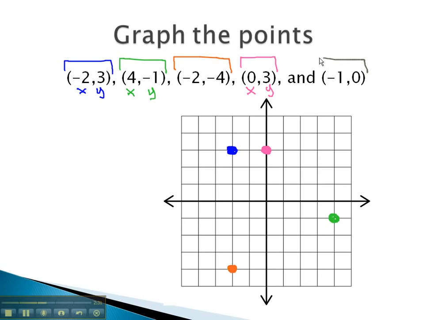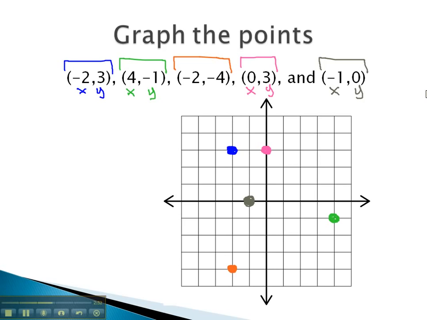The last point is -1, 0. -1 on the x and 0 on the y. -1 on the x number line is 1 to the left and 0 up and down. Now we've graphed all the points that have been described in this problem.